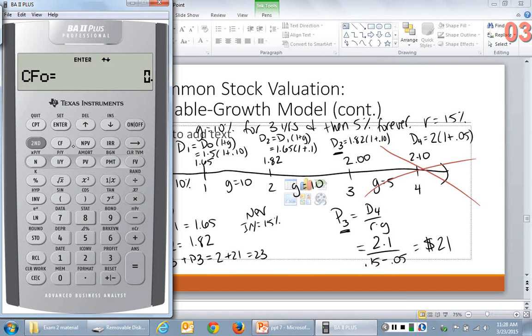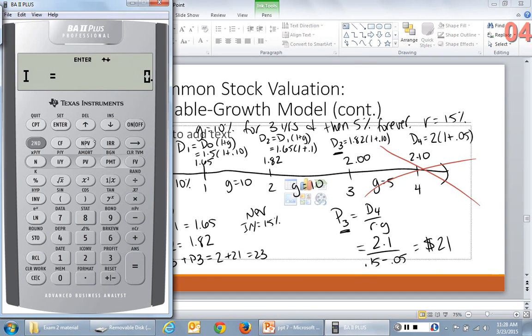Okay, so push cash flow to clear your cash flow worksheet. You push cash flow and then second and clear work. Our cash flow at time period 0 is 0, so enter and the down arrow. Cash flow at time period 1 is dividend 1, $1.65. Enter and the down arrow, frequency of 1. Cash flow at time period 2 is dividend 2 of $1.82. Enter and down. And cash flow at time period 3 is $23, so 23, enter.